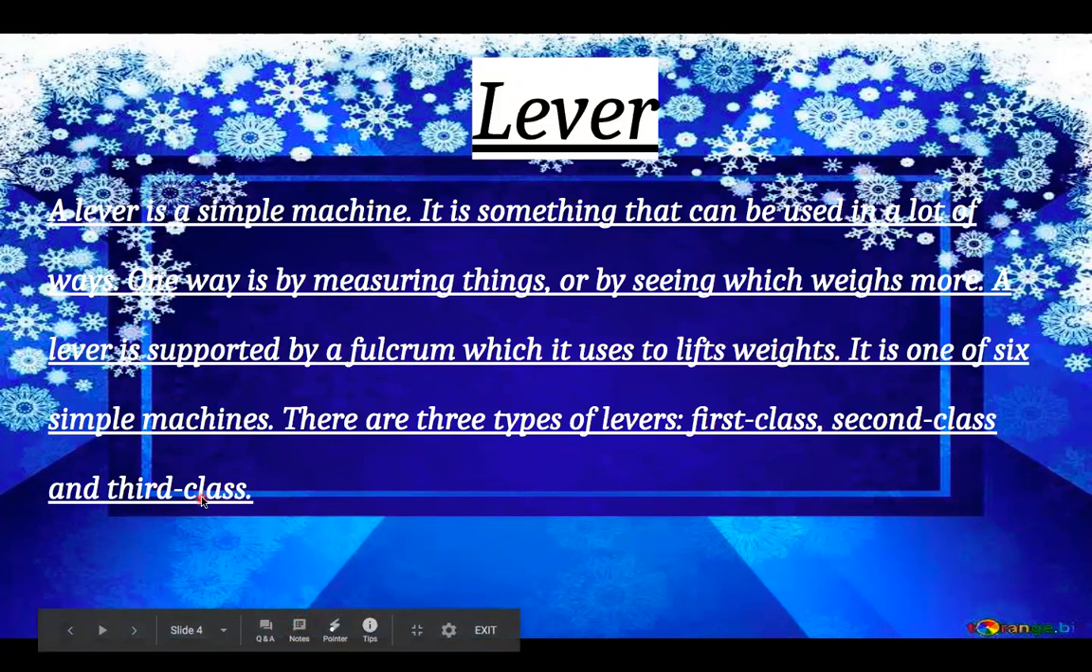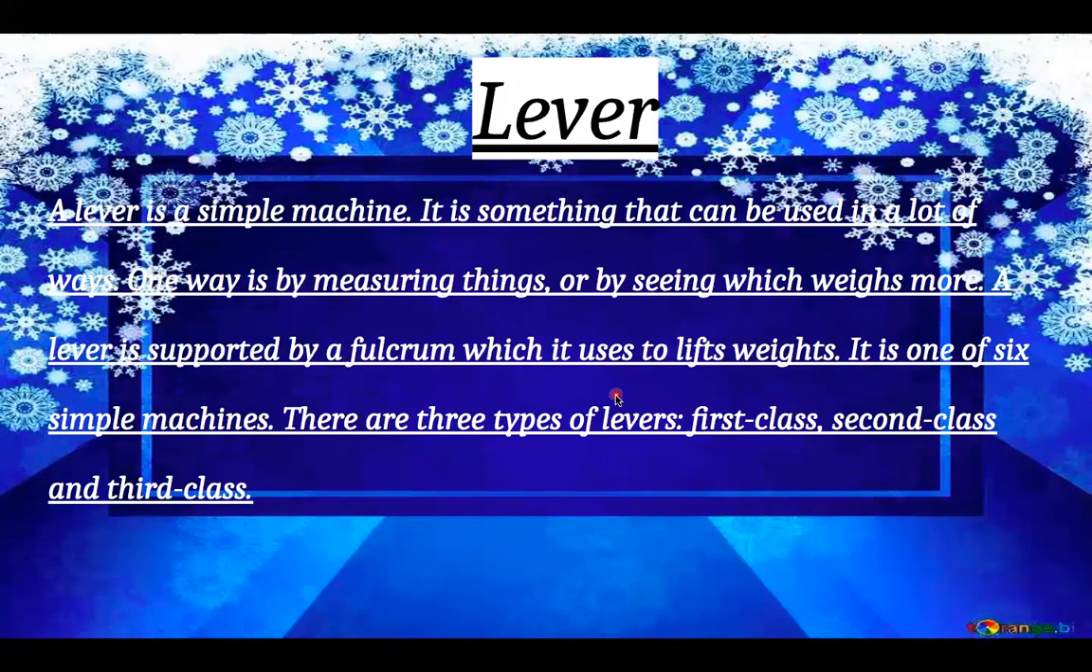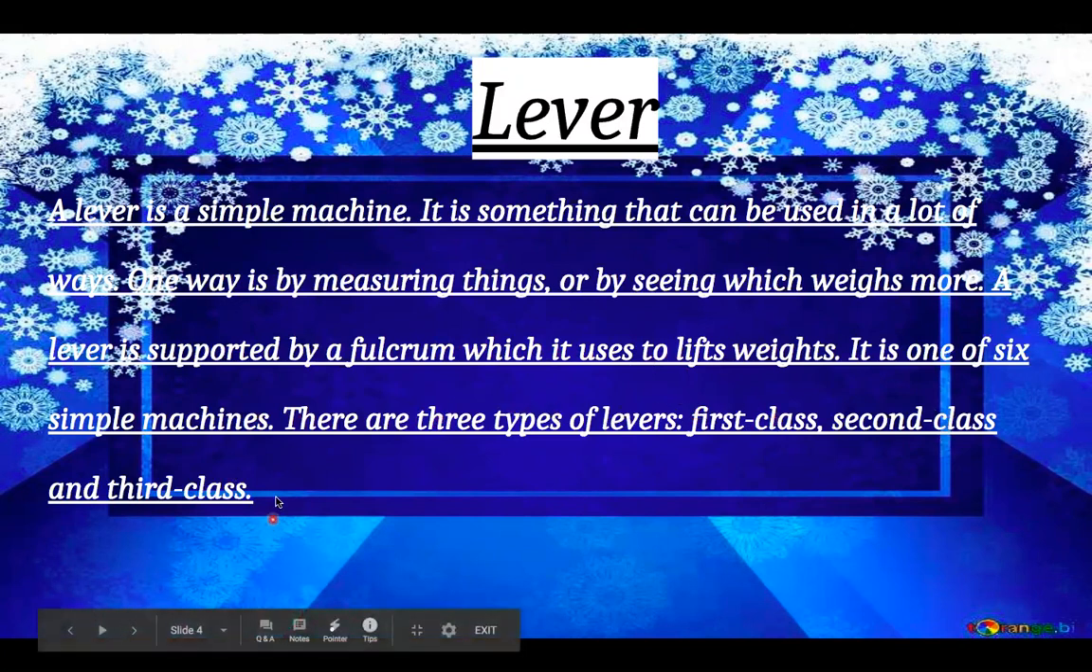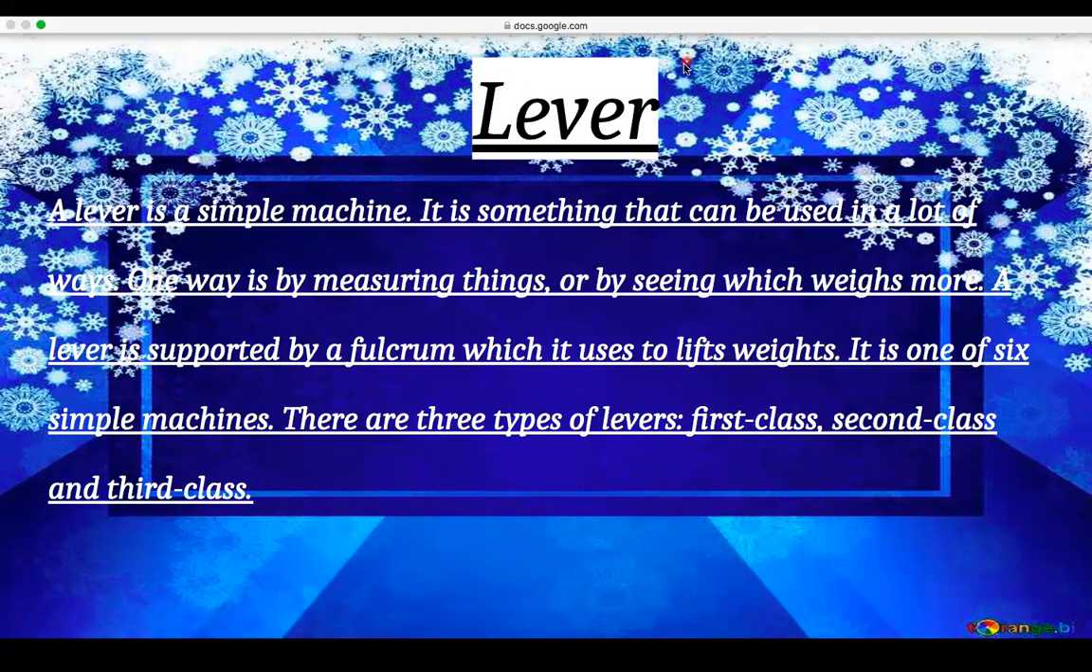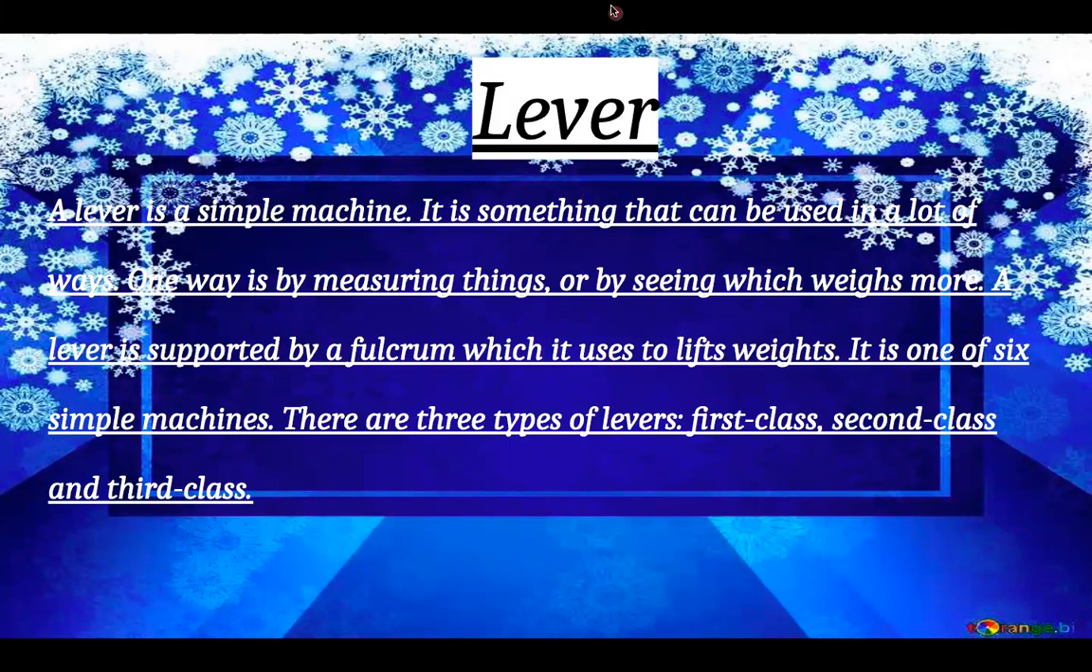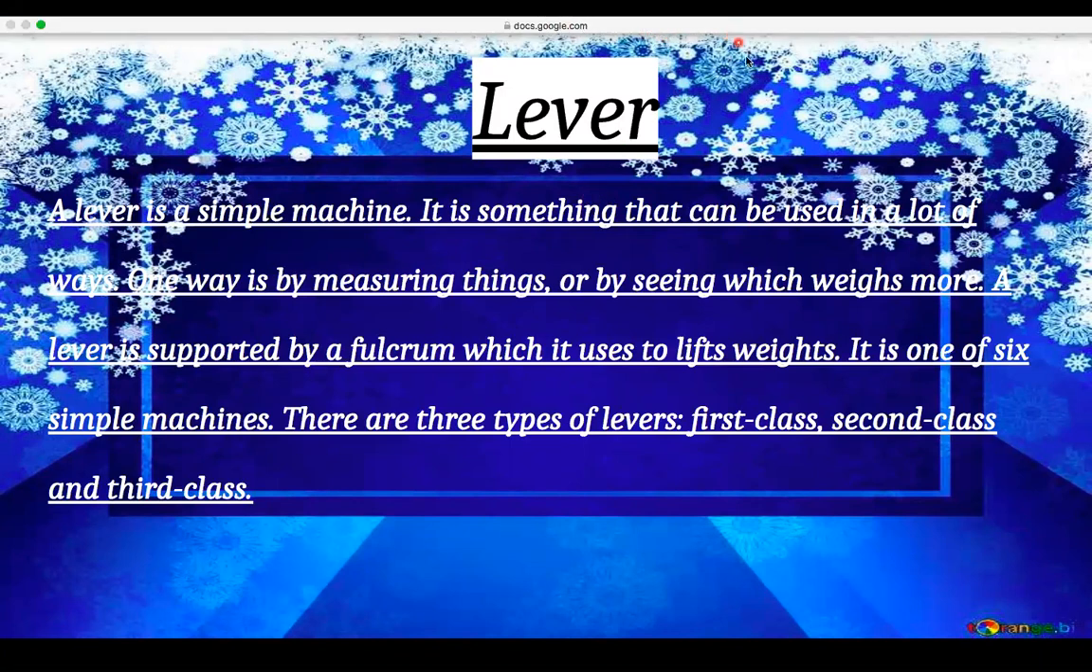I hope you understood what a lever is. A lever is basically a simple machine. It can be used in a lot of ways, one way being measuring things or seeing which way is higher or which way is lower. A lever is supported by a fulcrum which it uses to lift weights. It is one of 6 simple machines. There are 3 types: first class, second class, and third class. So it's very easy to remember: first, second, third. Now let's move on to our next slide.